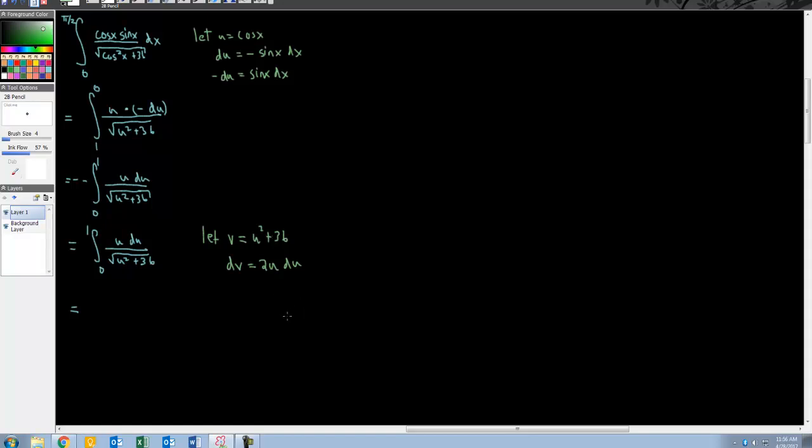Okay. Now let's see what we can do with the substitution at this point. So we have the definite integral. Now I let u squared plus 36 equal v. So in the denominator I'm left with the square root of v. Now what about the numerator? Okay, I have a u du.